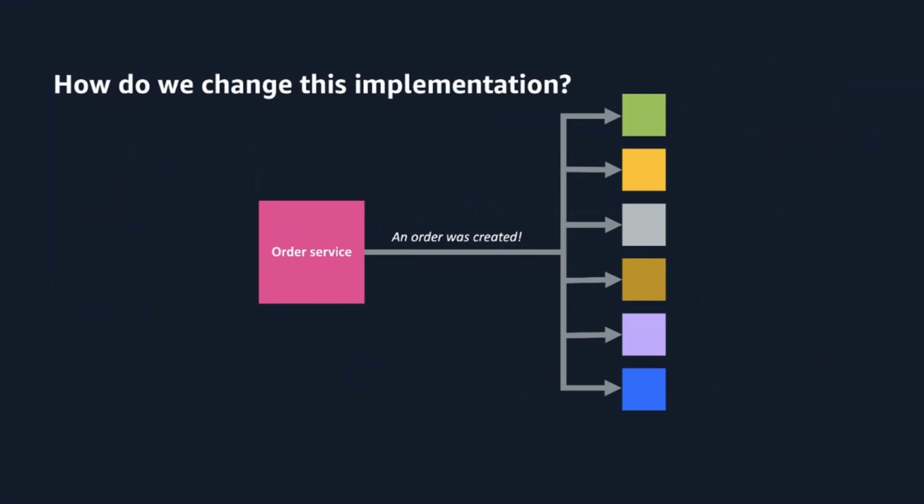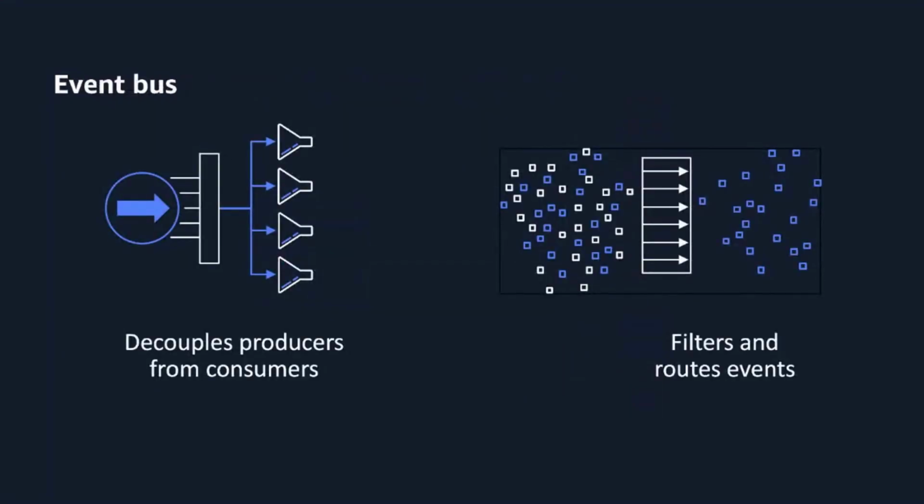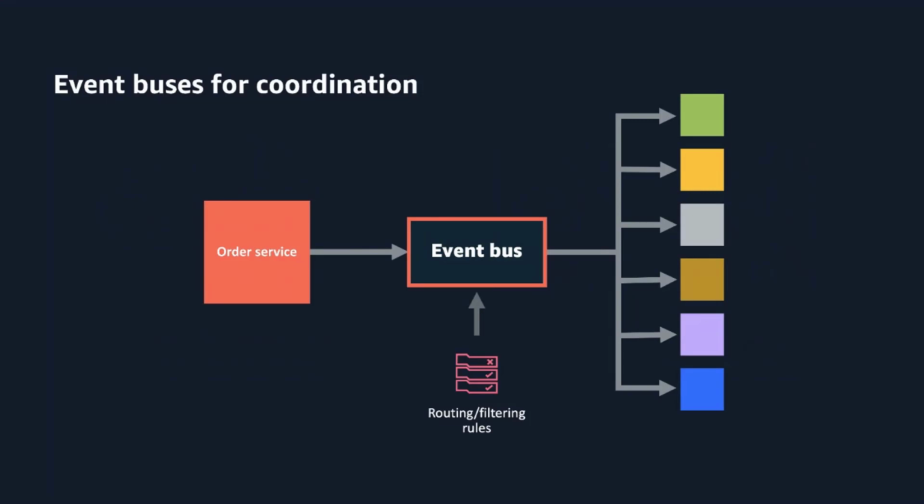But how do we actually implement that? How do we pass information from the order service to all these other downstream systems without actually calling them directly? For that, we have what's called an event bus. An event bus provides an endpoint where an event producer can send events. The router manages directing and filtering those events to the appropriate downstream consumers, and consumers can get the events they care about reliably while producers remain decoupled.